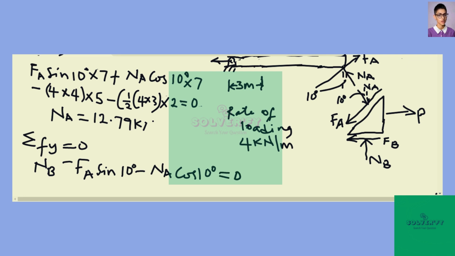So when you solve this, you're going to have your NB. Of course, again, FA is mu NA, and FB is mu NB, so you put the value there. This one is going to give you 13.16 kilonewton.